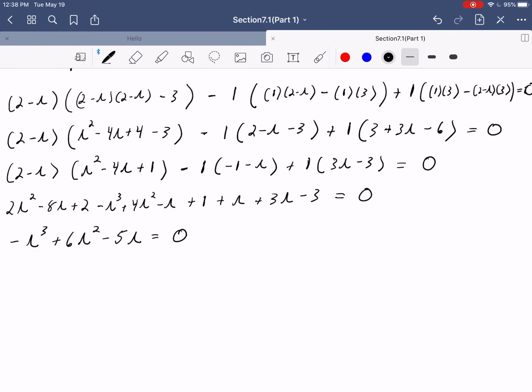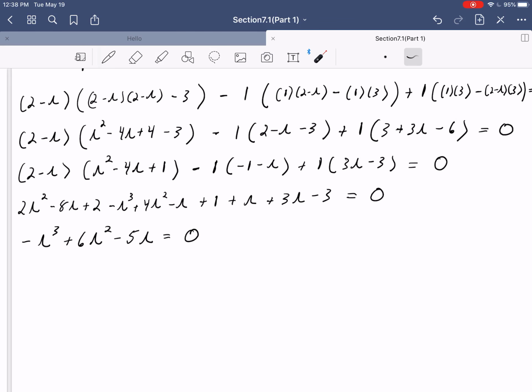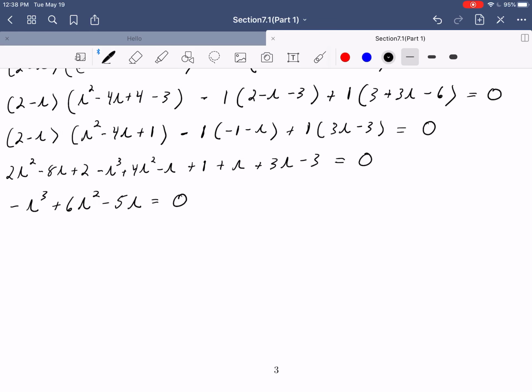Okay. Now we've got a cubic polynomial that we'd have to know how to solve. Keep in mind in this case it should be nice and easy because we can just factor a lambda out. But in general, if it's a cubic, you want to try to use the rational roots theorem to find a single root, and then hopefully you can reduce it to a quadratic and then use a more standard approach. But in this case, we can factor out a minus lambda and get lambda squared minus 6 lambda plus 5 is equal to 0.